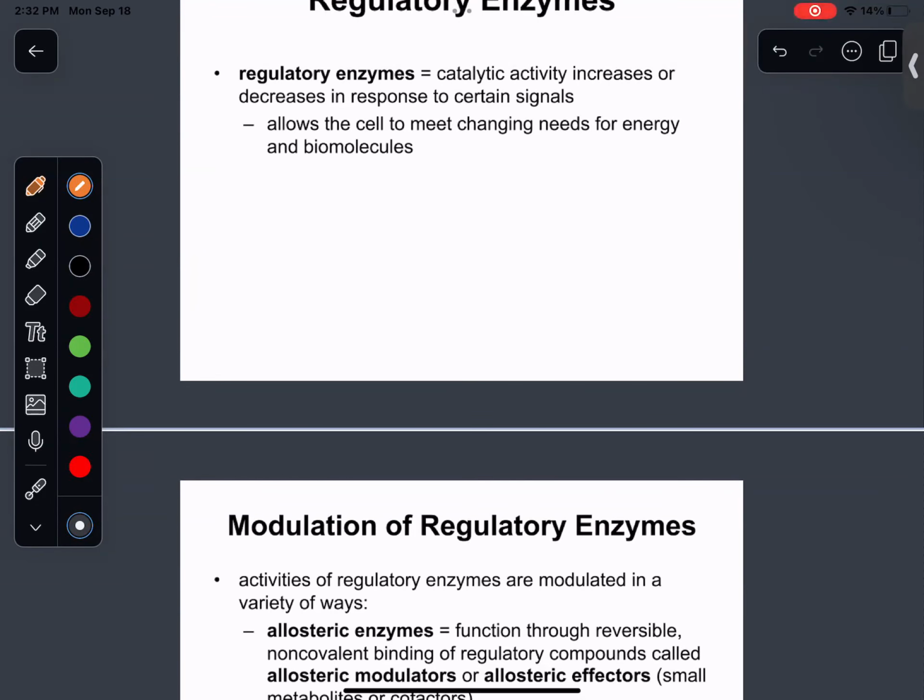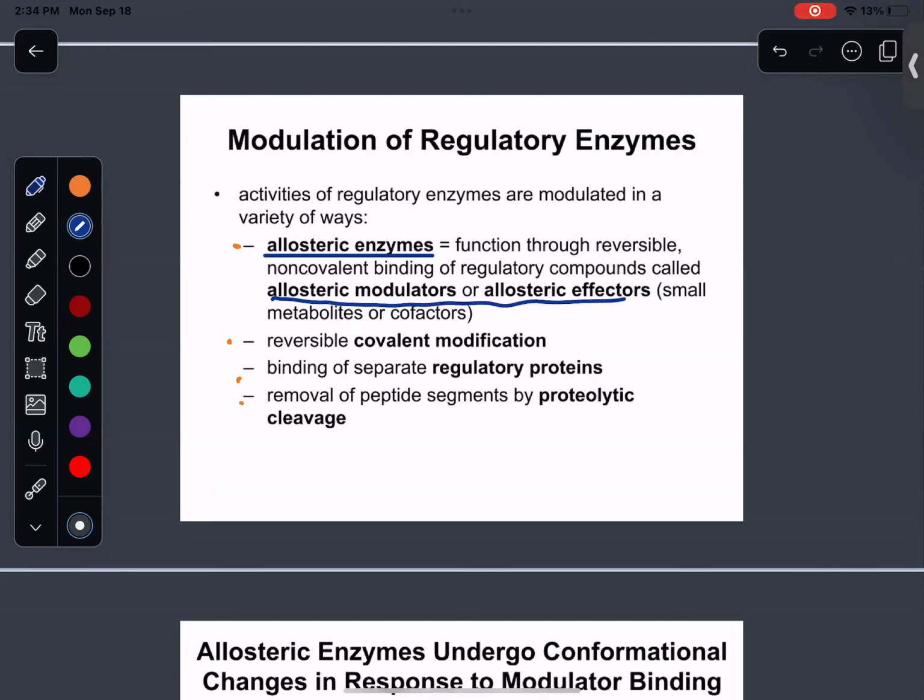Allosteric enzymes. They function through reversible, non-covalent binding of regulatory compounds called allosteric modulators or allosteric effectors. These are important.